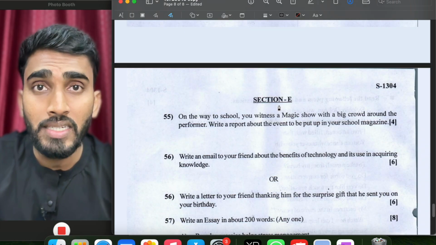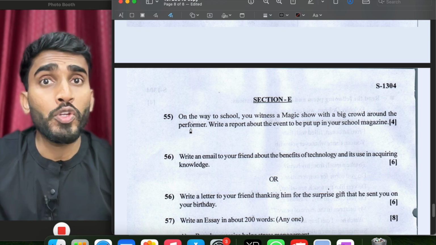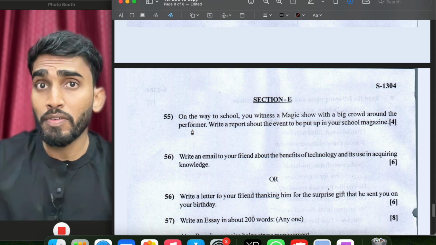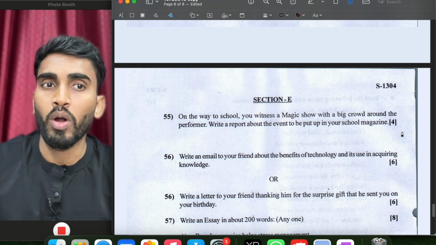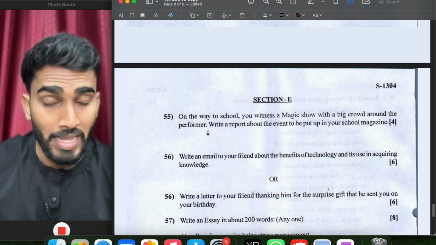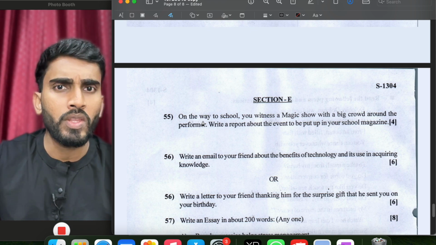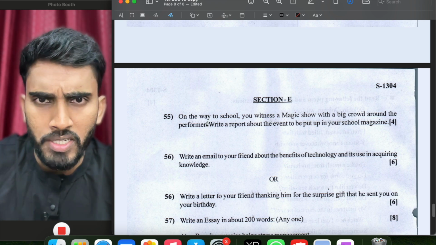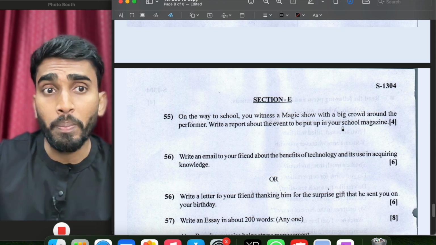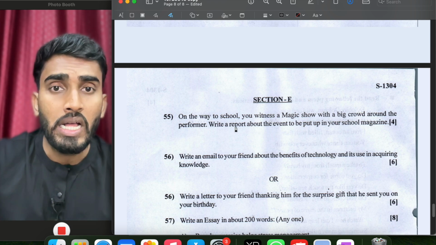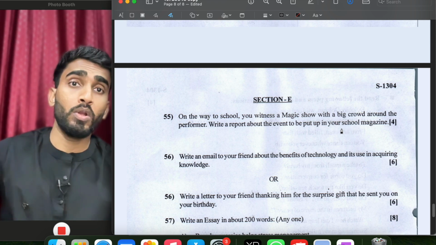Next will come section E. It will start from a new page. The 55th question is going to be report writing, and it will have no option. You have to attempt it compulsorily if you want 4 marks. So yes, obviously you want these 4 marks. In report writing, you have to read the question first, what is written there. On the way to school, you witness a magic show with a big crowd around the performer. Write a report about the event to be put up in your school magazine.